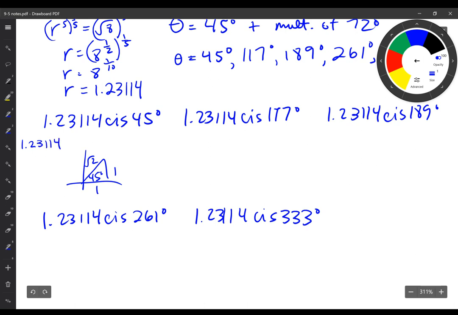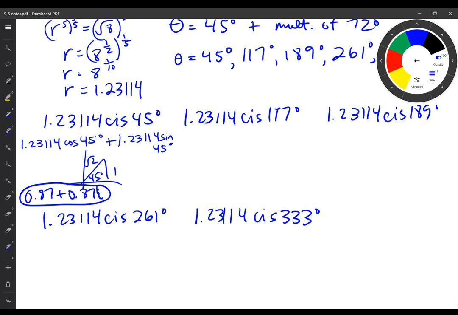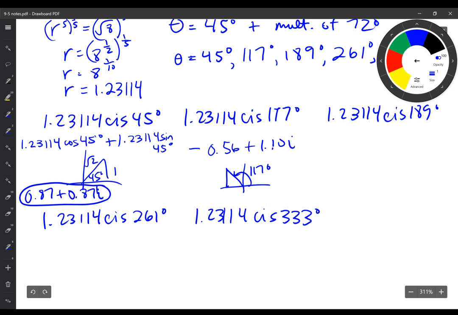So remember, this is what we're doing. 1.23114 cosine 45 plus 1.23114 sine 45 degrees. So on this first one, I would get 0.87 plus 0.87i. So this is one of my answers. So if I raise that to the 5th power, I would get back -2 minus 2i. My next one, 1.2311 cis 117. So 117 would be over here. And when I plug this into a calculator, I get -0.56 plus 1.10i.